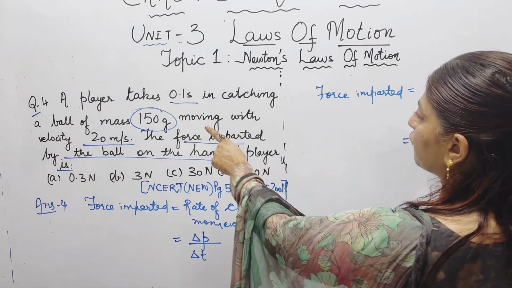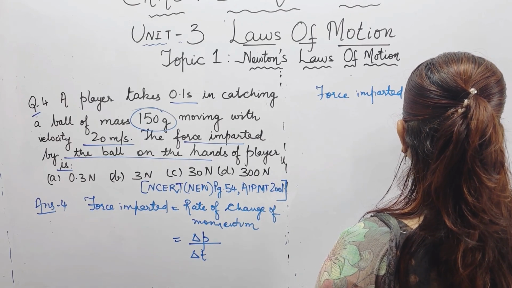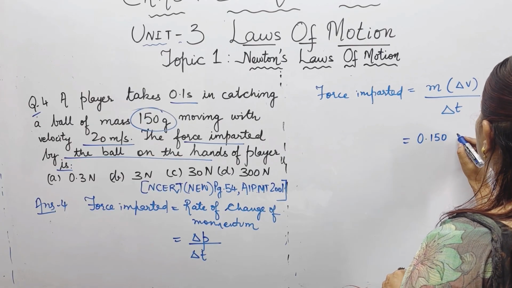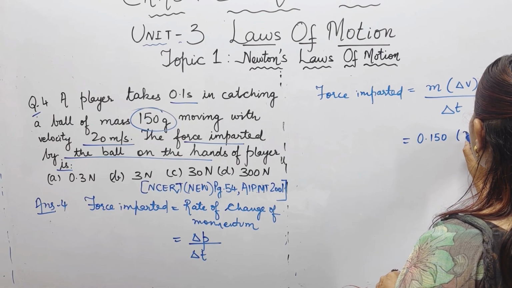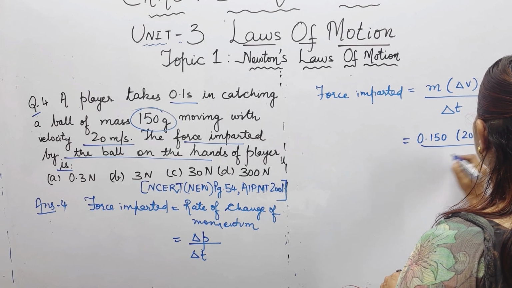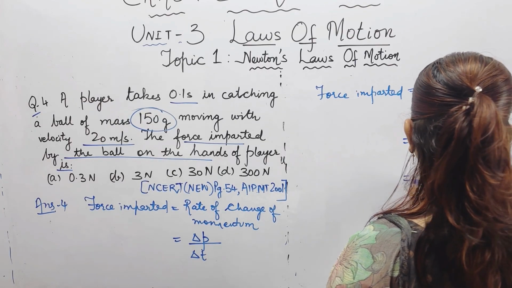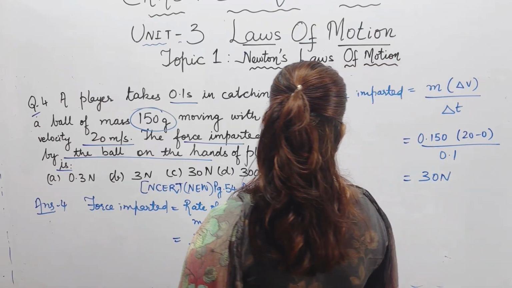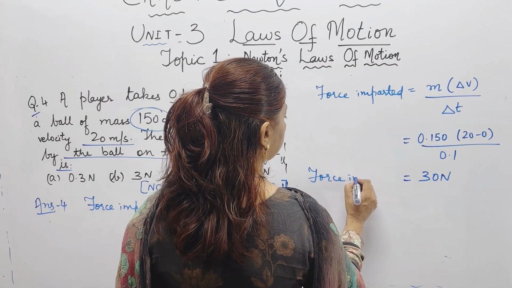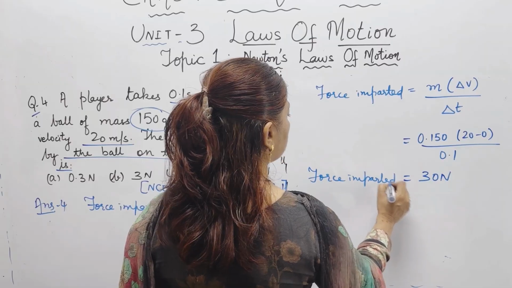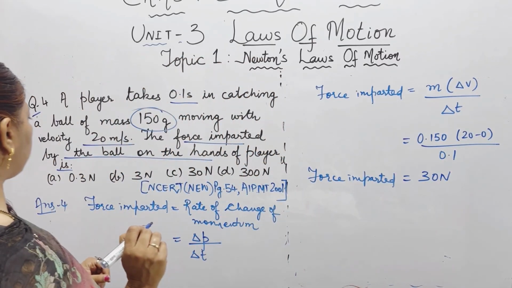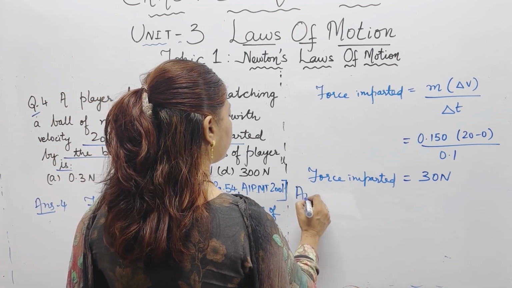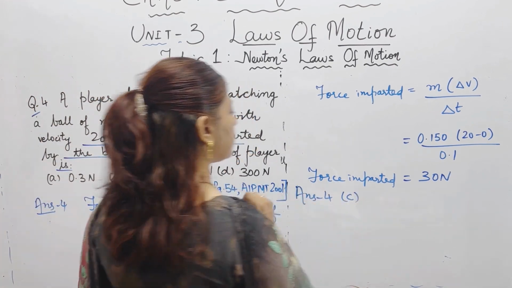So mass is 150 gram, so this is 0.150 kg, and delta V is 20 minus 0, and this is 0.1. On solving, we get it as 30 Newton. So the force imparted is 30 newtons, and if we look at the options, it goes with the option C, and the answer for the fourth is option C.